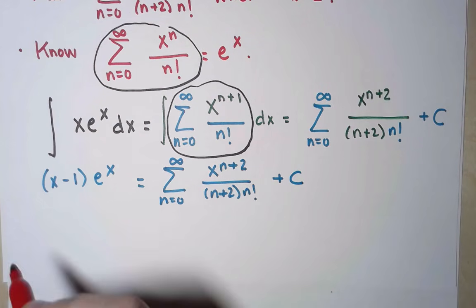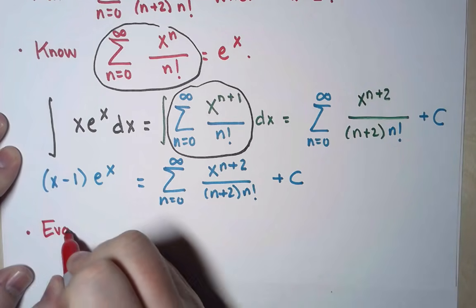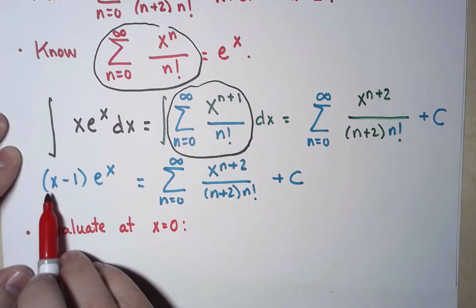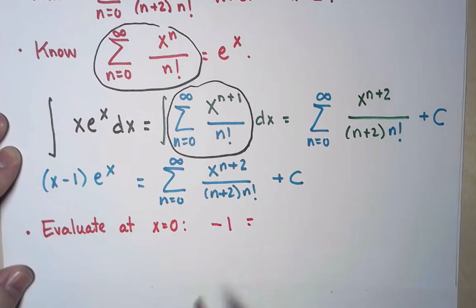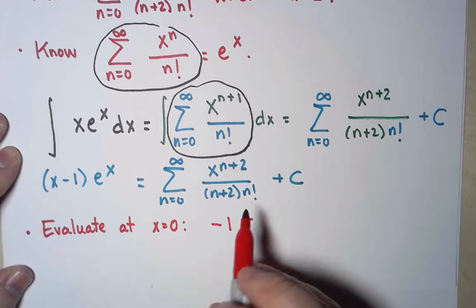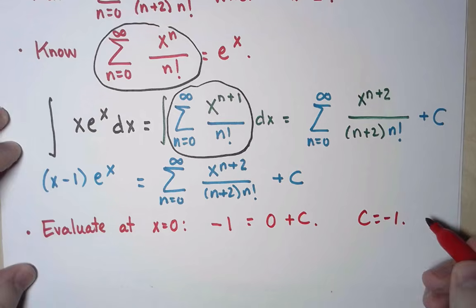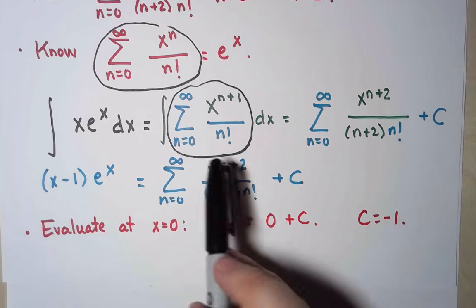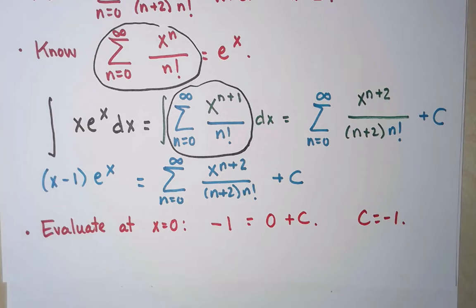I need to know what the constant is. The best way to do that is to evaluate at an easy point, and the easy point is in this case 0. When x equals 0, the left-hand side would be minus 1 times 1. And on the right-hand side, I have this series. When x equals 0, that's 0 plus c. So the constant is minus 1. So that means that this sum is going to be equal to this function minus c, which could be 1.